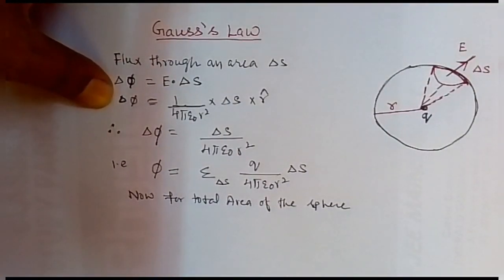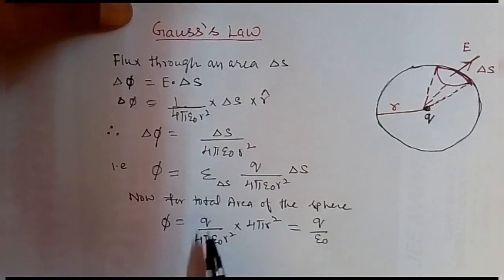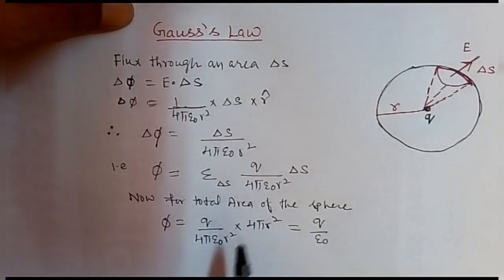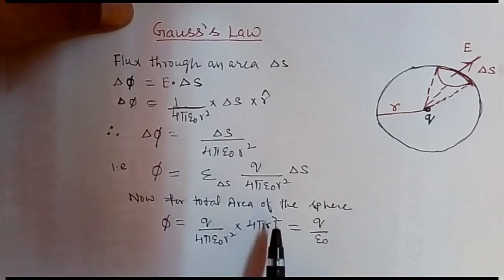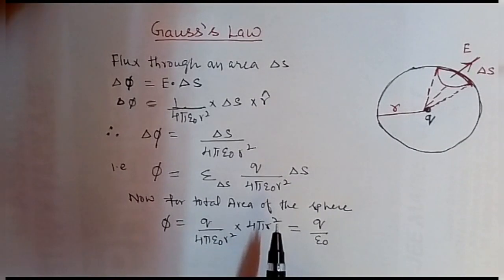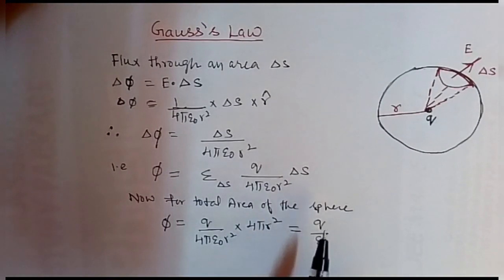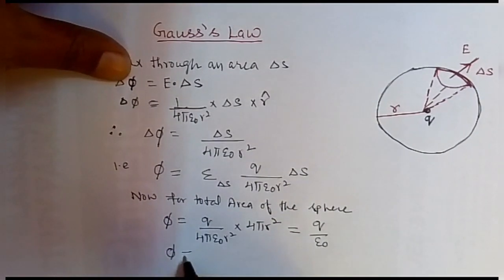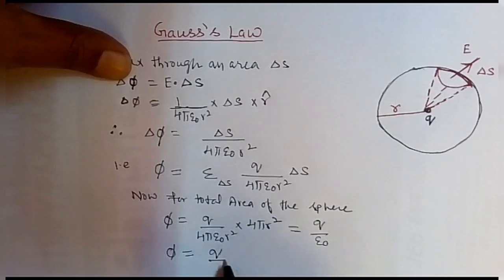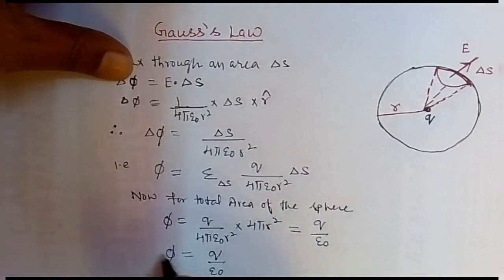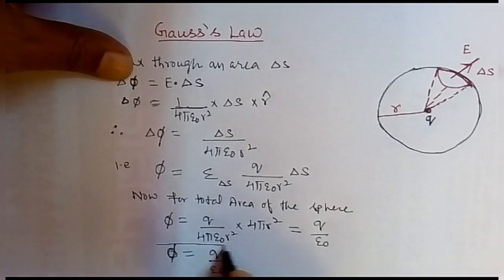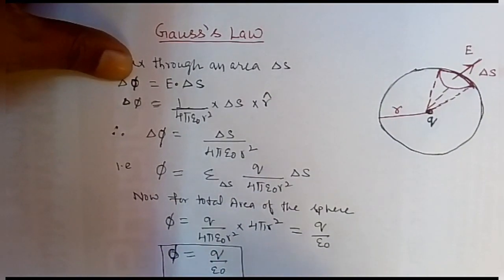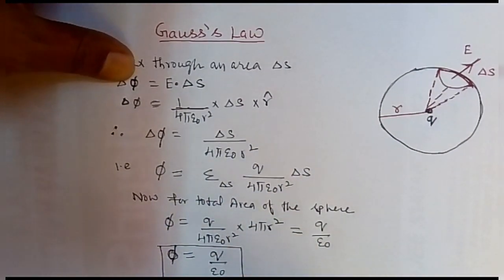Now for the total area of the sphere, we can write phi equals q by 4 pi epsilon naught r square into 4 pi r square. Here 4 pi r square is the surface area of the sphere. So this equation becomes q by epsilon naught. Now we can write phi equals q by epsilon naught. So students, this particular equation gives the flux which is contained by a sphere which is having a charge q at the center.